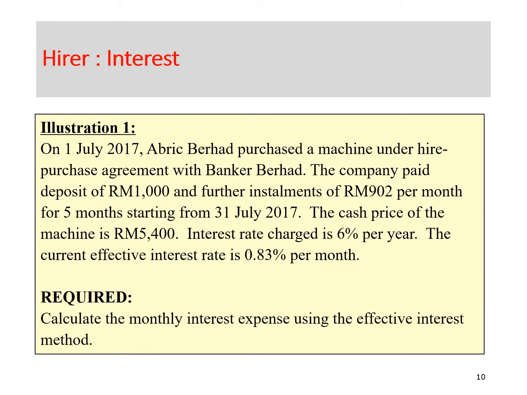Let's take a look at illustration 1. It states that on 1st July 2017, Abrik Berhad purchased machines under a hire purchase agreement with Banker Berhad. The company paid a deposit of 1,000 and further installments of 902 ringgit per month for 5 months starting on 31st July 2017. The cash price of the machines is 5,400, the interest rate charged is 6%, and the effective interest rate is 0.83 per month. The question asks you to calculate the monthly interest expense using the effective interest method.